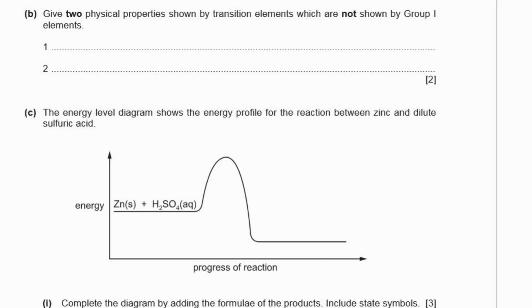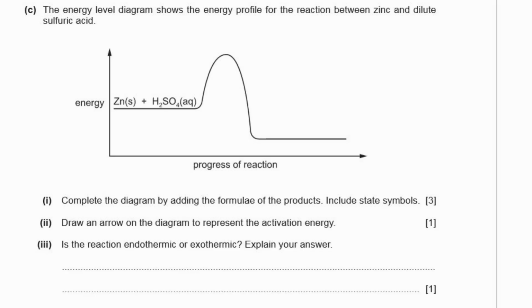Okay, good. Okay, B, give 2 physical properties shown by transition elements which are not shown by group 1 elements. Okay, so transition elements are very hard and they're very dense. Group 1 elements are very soft and they're not very dense. You can also say that they're stronger or that they have a higher melting or boiling point.